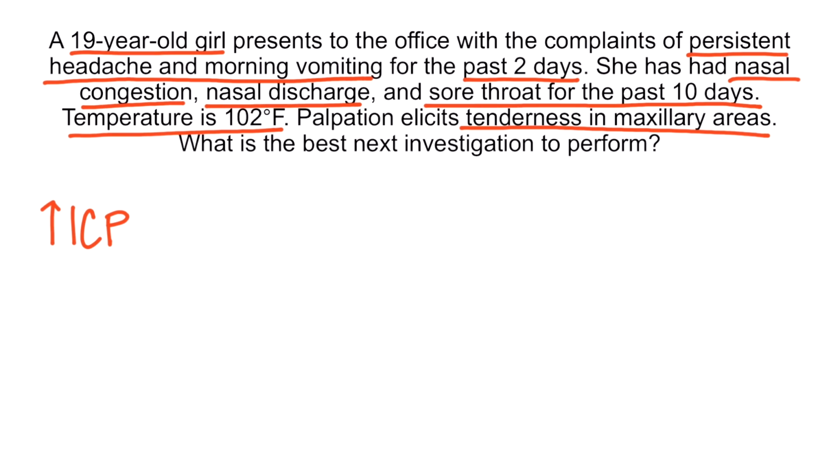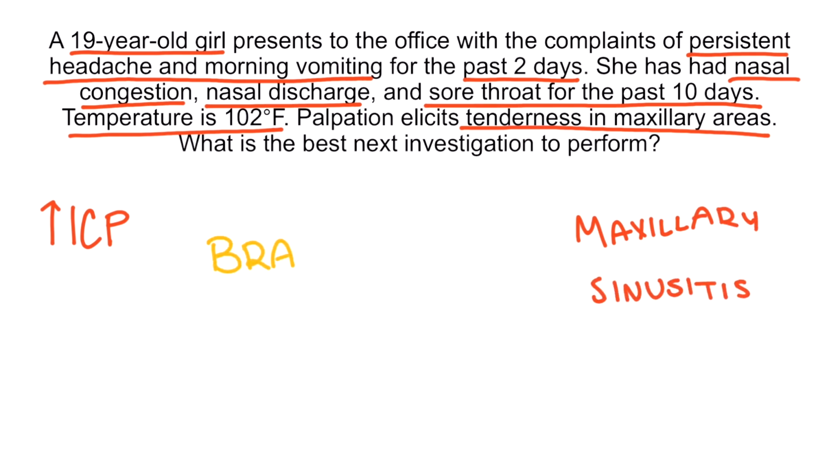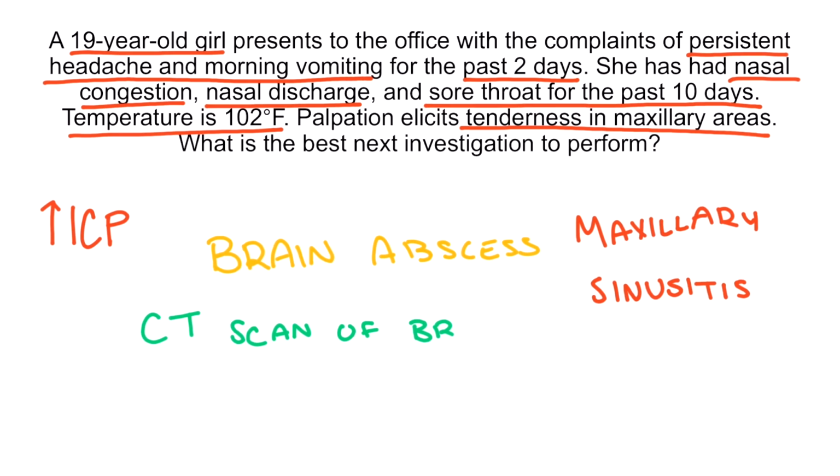So this patient has a maxillary sinusitis, which is now complicated by a brain abscess. The investigation we will perform next will be brain imaging, preferably a CT scan to look for intracranial spread of infection. So the answer here would be CT scan of the brain and sinuses.